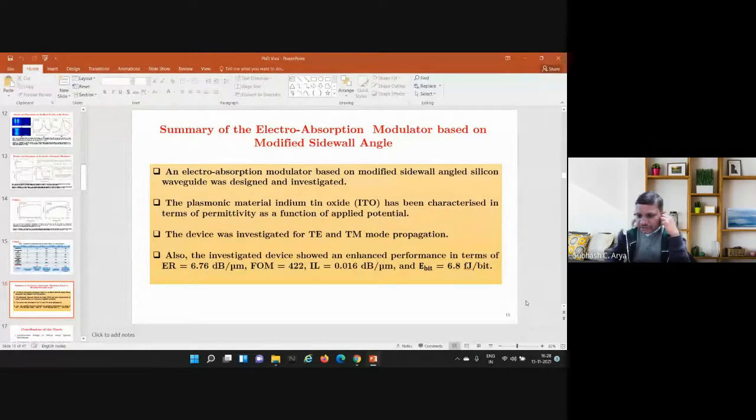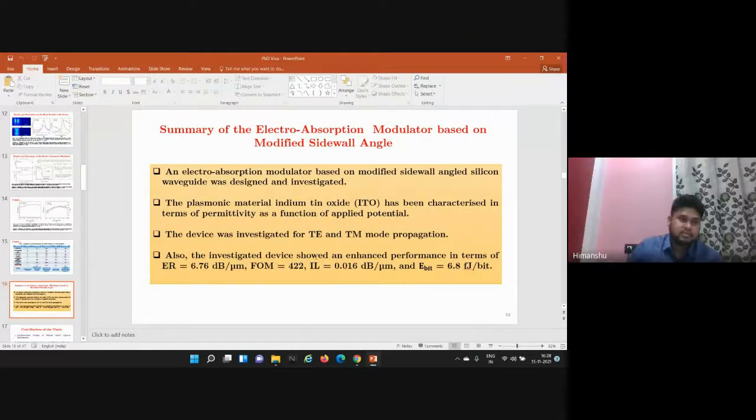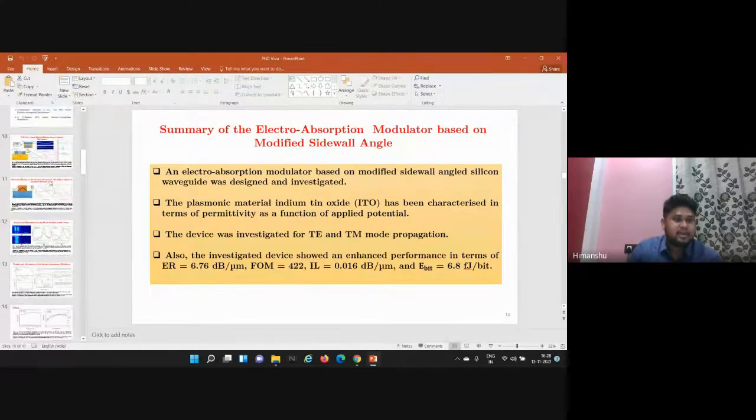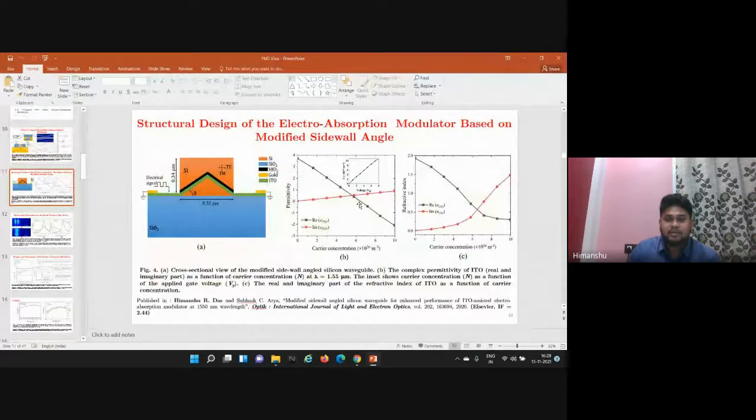Balvinder is asking, can you tell me about the ENZ condition, epsilon near zero condition? Yes, ENZ means epsilon near zero condition. This is a condition when the epsilon, that is the permittivity of the material, reaches zero. For our device, the ENZ condition is around 4.45 volt, which corresponds to a carrier concentration of 6.45 into 10 to the power 26. At this condition, the characteristic of the plasmonic material, ITO, changes from a dielectric state to a metallic state. So this is the ENZ condition.